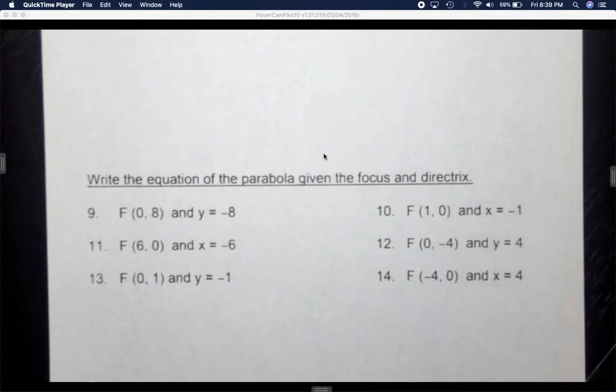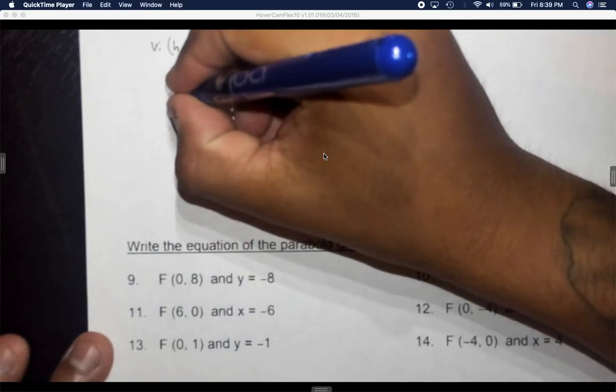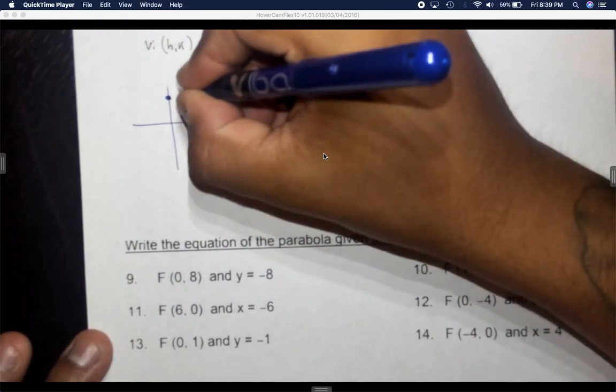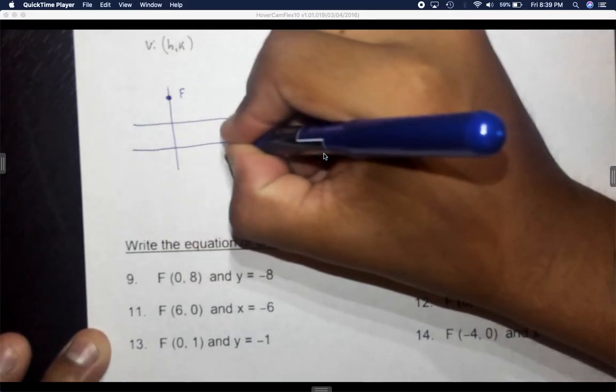So keep in mind that no matter whether you're facing left or right, your vertex is always in the middle of the focus and the directrix. And I'll draw a quick example so that way you could jog your memories again. So if we have a coordinate plane, and let's say we have a focus. Now a focus, and I'm drawing a random one there, is right over there. And we have a directrix.